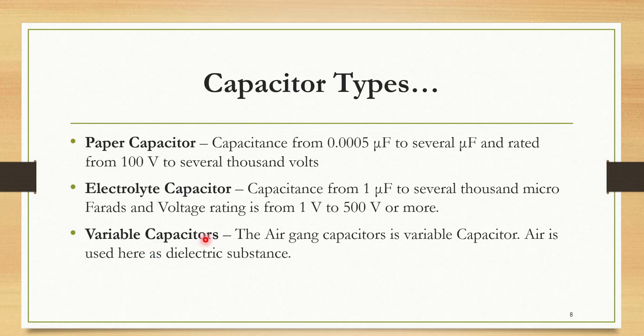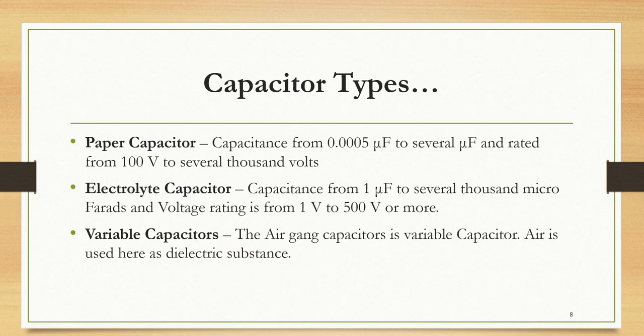Next is the electrolytic capacitor. Capacitance from 1 microfarad to several thousand microfarads, and voltage rating from 1 volt to 500 volts or more. Variable capacitors are there; the rest are all fixed capacitors. This is a variable capacitor, the air gang capacitor. Air is used here as the dielectric substance.